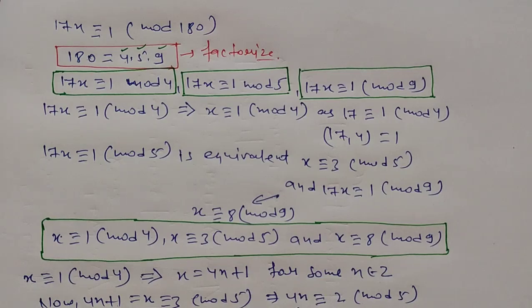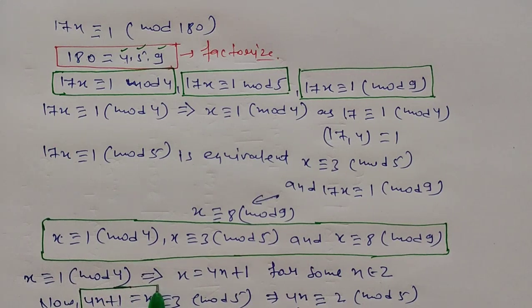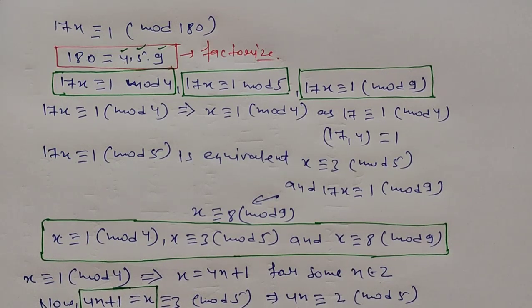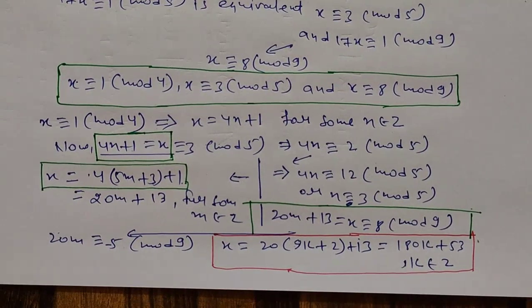And finally, the second last result was 20m plus 13 is equal to x congruent to 8 mod 9, and after that we have concluded this is the important relation for x, and we have applied it here to identify the value of x is equal to 4 times 5m plus 3 plus 1, and now this is the final result we have.